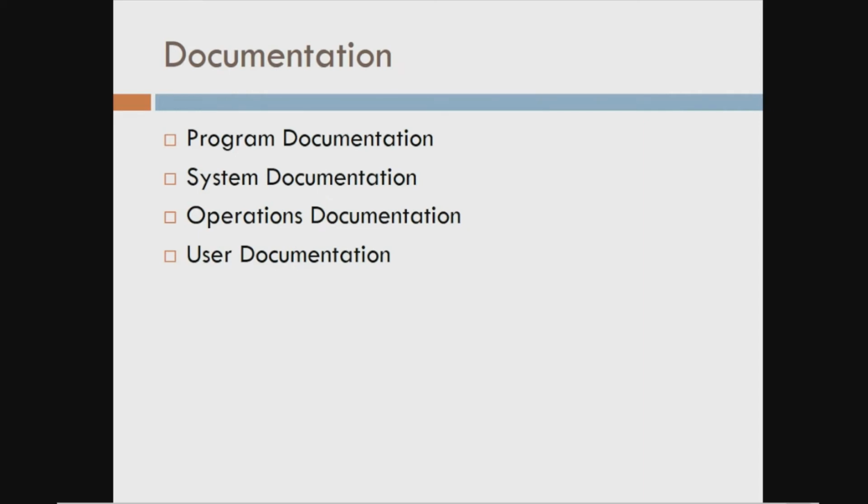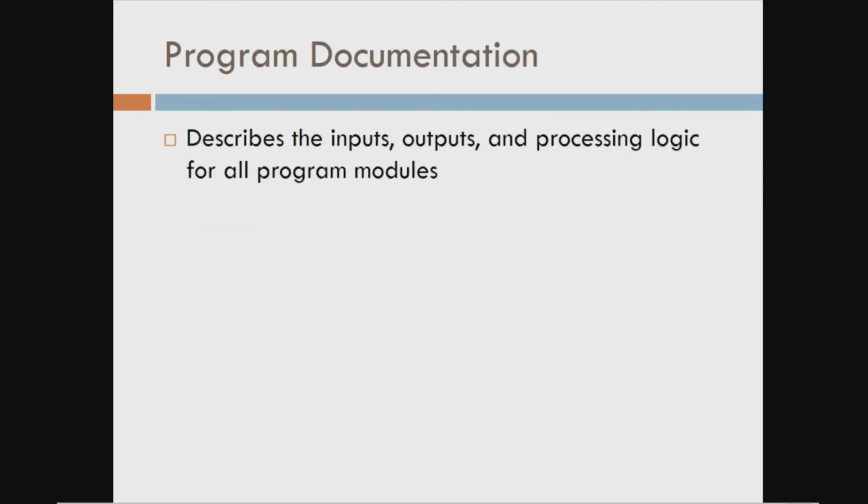So in documentation, we have the program documentation, the system documentation, the operation documentation, and the user documentation. User refers to the manual for the users. Okay. So the program documentation will describe the input, the output, and the processing logic for all program modules that become a part of our information system.